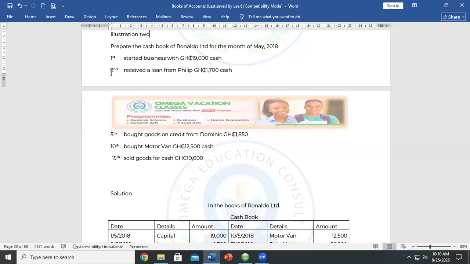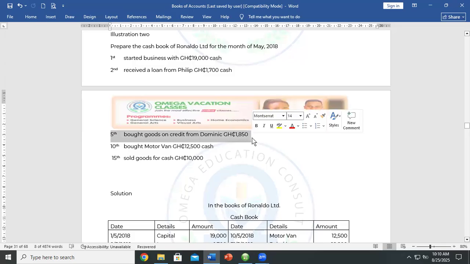Let's go to the second one, which is received a loan from Philip. This one is straightforward, right? The business received a loan, so it's a receipt. We have declared this transaction as unworthy to be in the cash book, right? Because it's a credit. Having said that, if it's not going to be in the cash book, which book would it be? Bought goods on credit from Dominic. Which day book should this transaction be in?